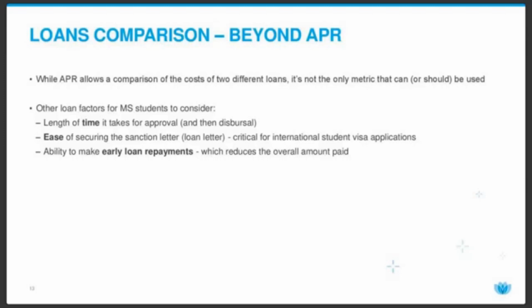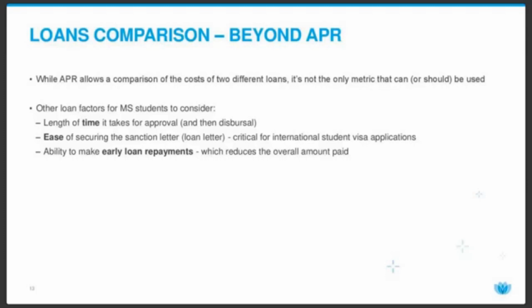One is the length of time for approval. So I said earlier, if you're getting towards, let's say, a spring admit, and you just have a few weeks left, chances are a public sector bank may not be right for you because the entire process could take well over a month. Also keep disbursement timelines in mind when you look at this.